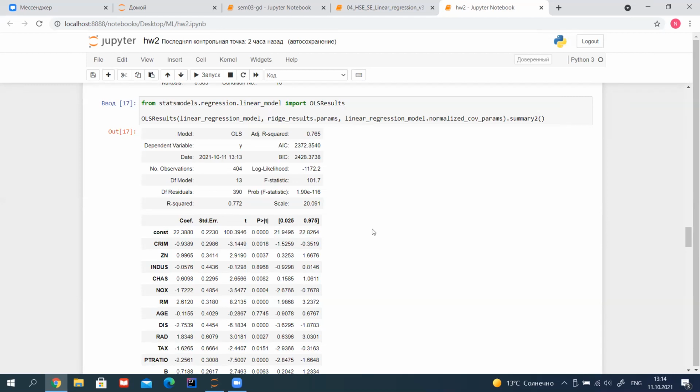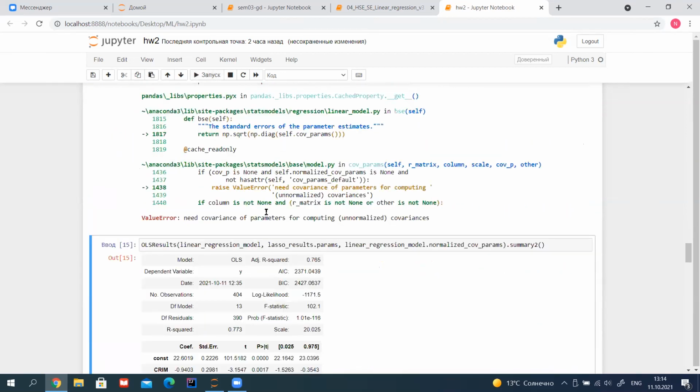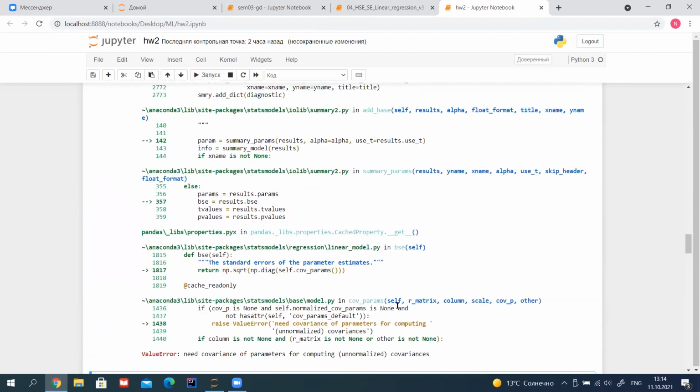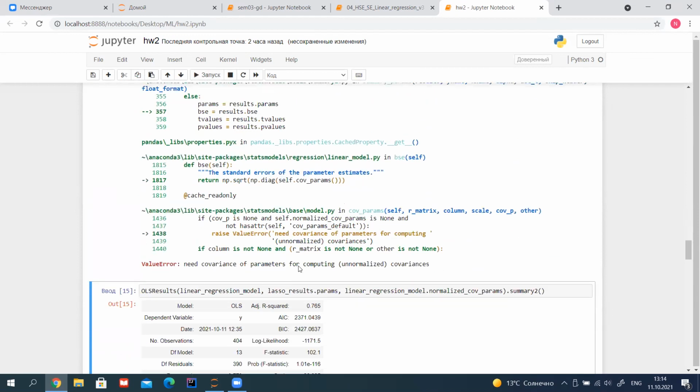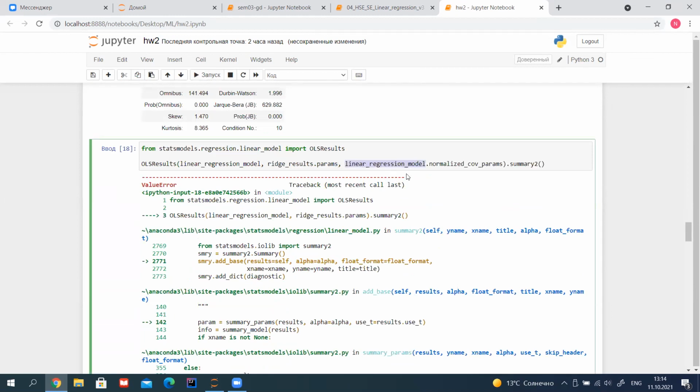And one more question about this parameter, about the normalized covariance parameters. In case I don't give it to the method, there is also an exception in summary_2. Let me show you. Here's the exception: need covariance of parameters for computing. Well, if I'm not mistaken, it's about the second summary. So why else do I need to give that parameter? What is it?